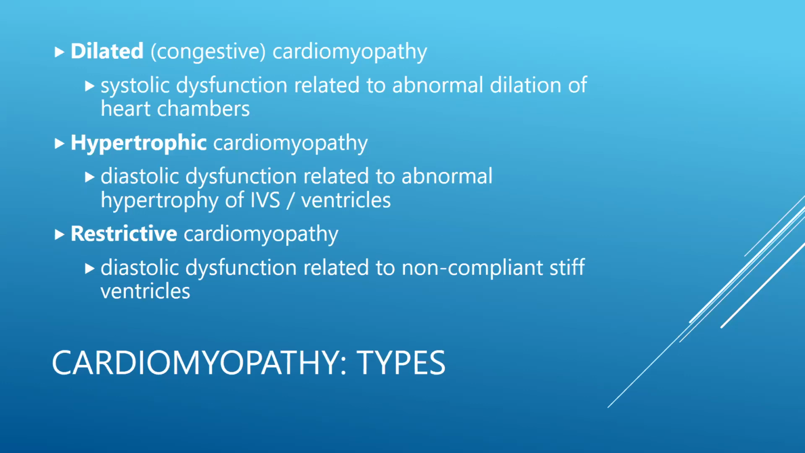Hypertrophic cardiomyopathy, you have a diastolic dysfunction related to abnormal hypertrophy in the intraventricular septal wall and the ventricles. It's like going to the gym, as somebody said in the last class, working that heart so hard, it's building muscle, well, it overbuilds. Restrictive cardiomyopathy is just as the word restrictive means. In diastole, dysfunction is related to non-compliant, stiff ventricles. So that heart cannot, by Starling's law, squeeze as tight as it needs to anymore.